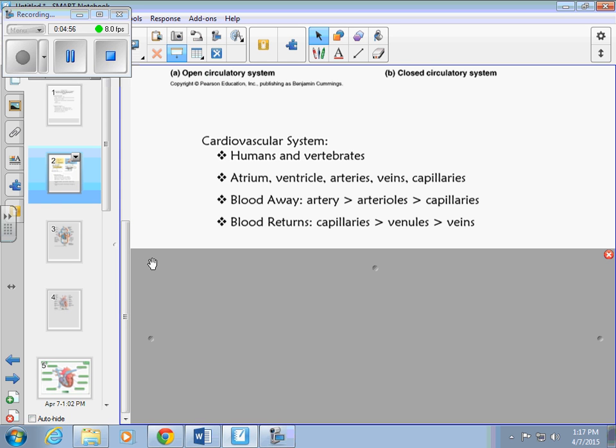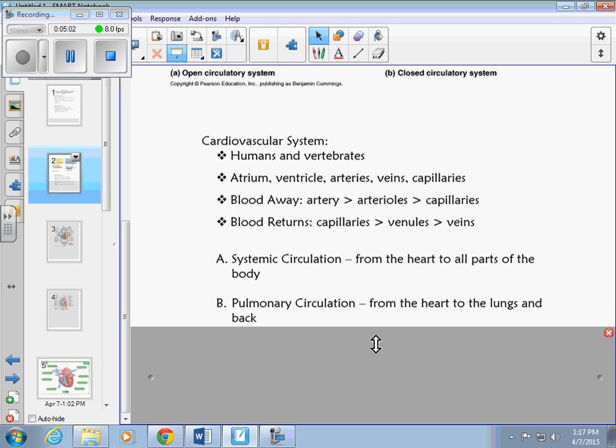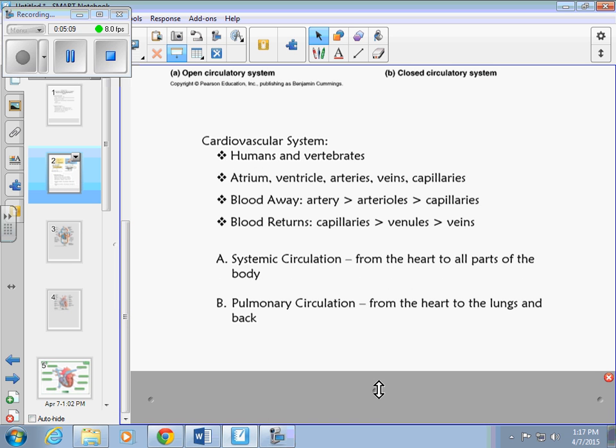The inferior and superior vena cava are the biggest veins of the body, and if you've taken anatomy, you already know that. There are two types of circulation in the body, systemic circulation and pulmonary circulation.